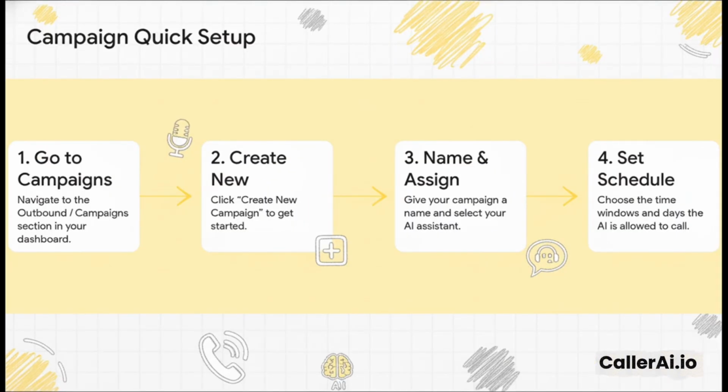You just head over to the Outbound Campaigns area, hit Create New Campaign, and give it a name you'll remember, something like Q1 Lead Follow-Up. Then, you just pick the AI assistant we just created, and this part is really important. You set the schedule. You tell it exactly when it's okay to call.